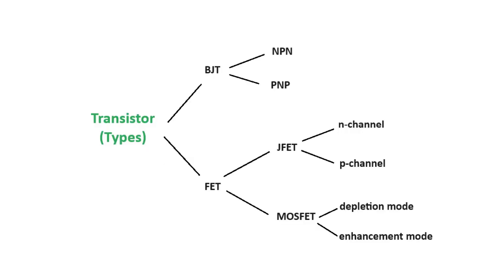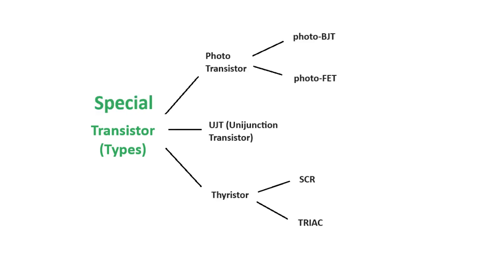There are various types of transistors, which include the bipolar junction transistors, which are broken down into the NPN and PNP transistors. There are also field effect transistors, which are further broken down into the JFET and the MOSFET transistor, and then each one of those are broken down into the N channel and P channel for the JFET, and also the depletion and enhancement mode for the MOSFET transistor. There are some other specialty components that are considered transistors as well, including the phototransistor, the unijunction transistor, and the thyristor.